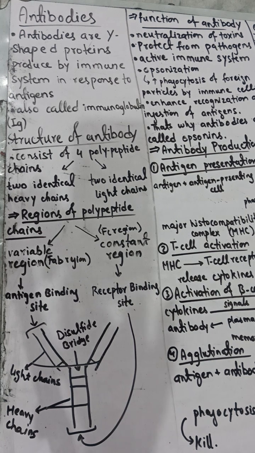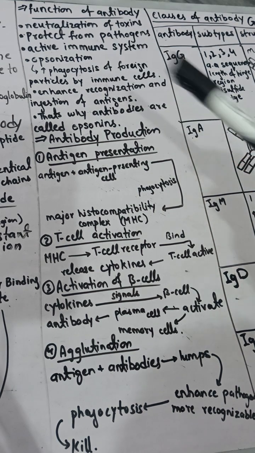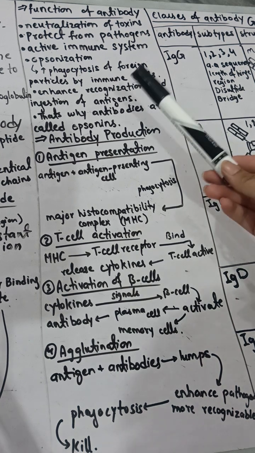After discussing the structure, we are now going to move on to its functions. The functions of antibodies: first, they help in the neutralization of toxins. They help to protect our body from pathogens. A lot of pathogens and toxins move into our body through air, through touching, and through eating food. Antibodies are natural agents that are produced and protect us from them, and they also activate our immune system.